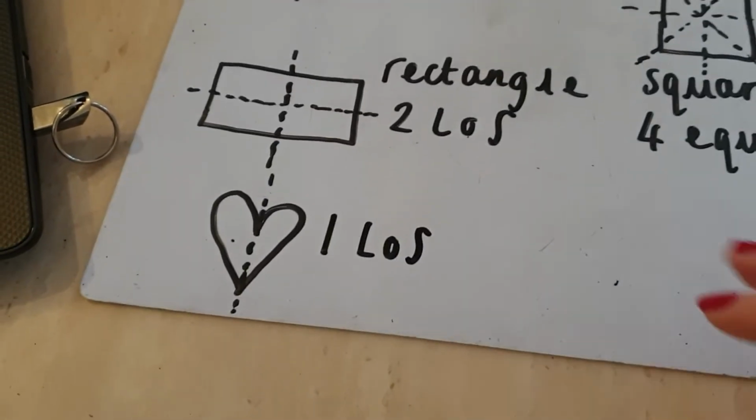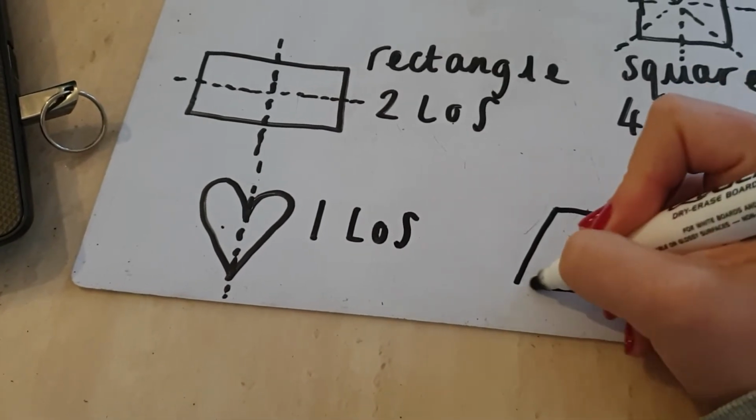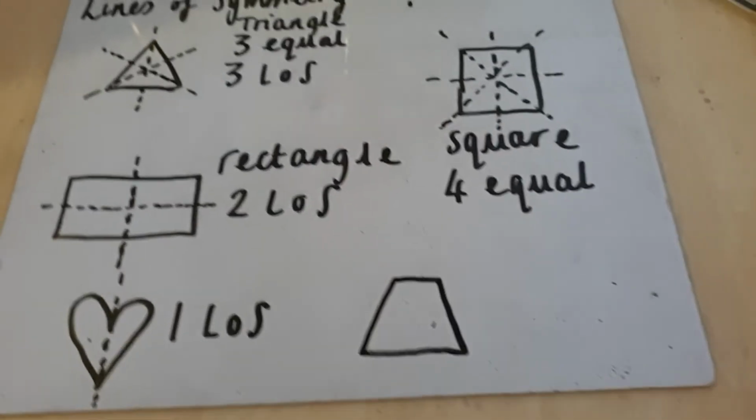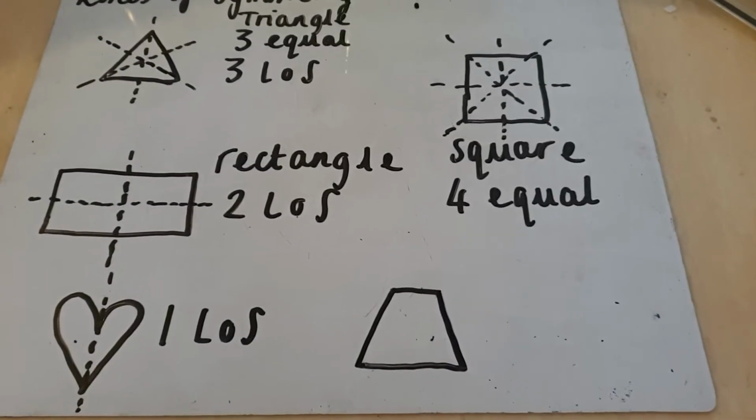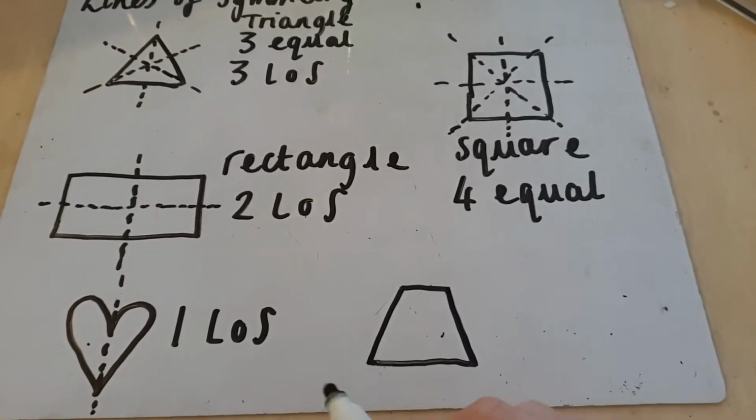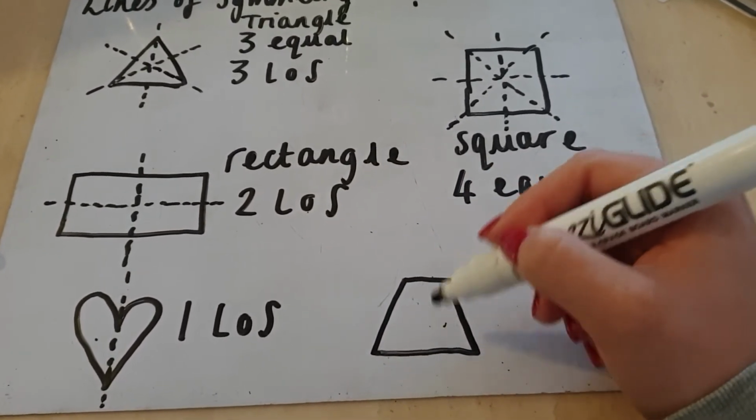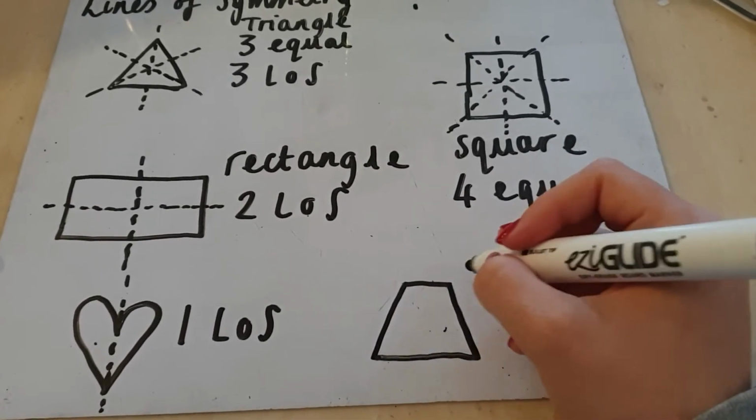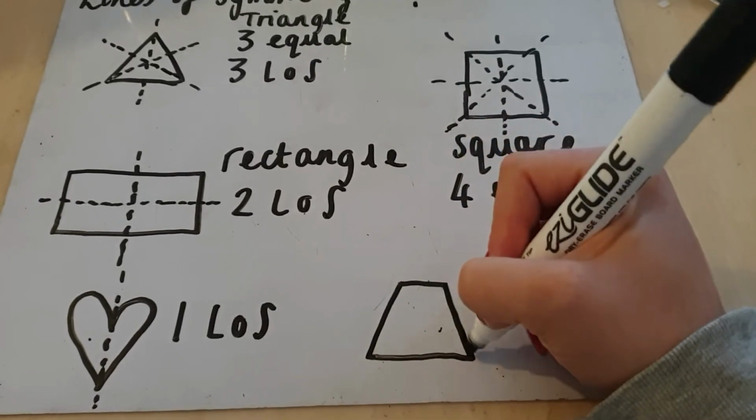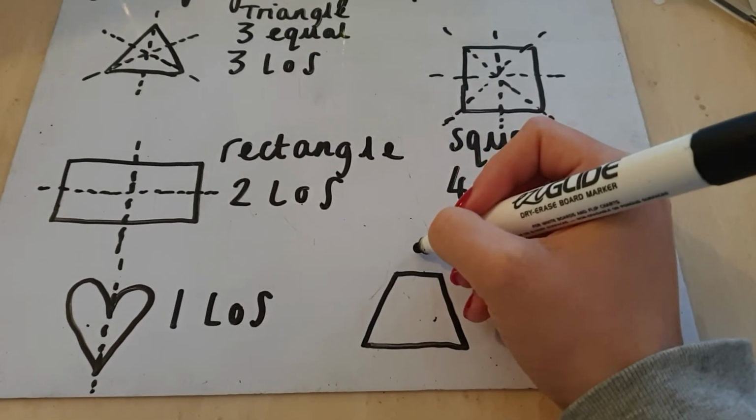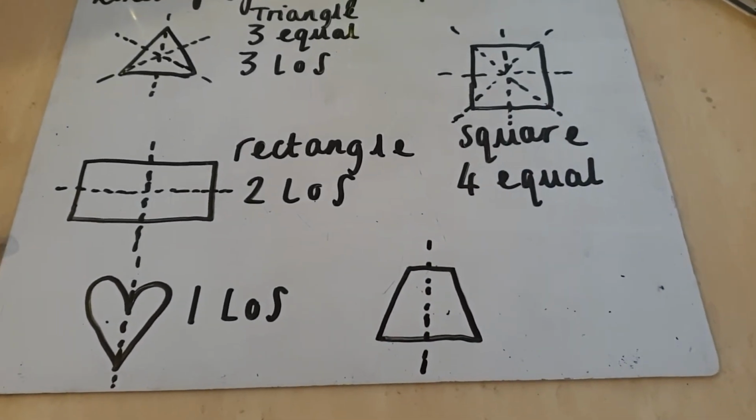Okay. Next one. This is called a trapezium. These are different shapes that we'll start to learn when we come back to school. Look at it again. If we're going across, it wouldn't work because this half is bigger than this half. If we're going diagonally, nope, wouldn't work. Neither would it work the other way. However, it would work if we go down the middle. So a trapezium has 1 line of symmetry.